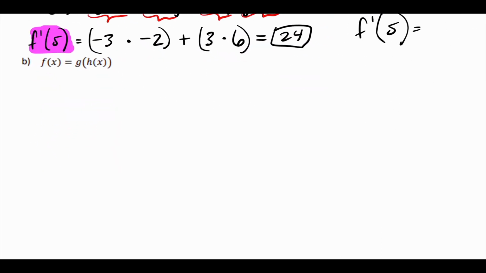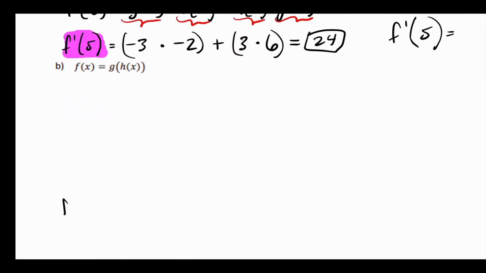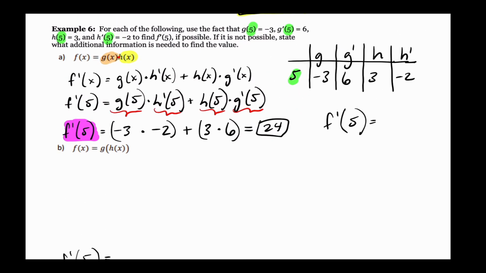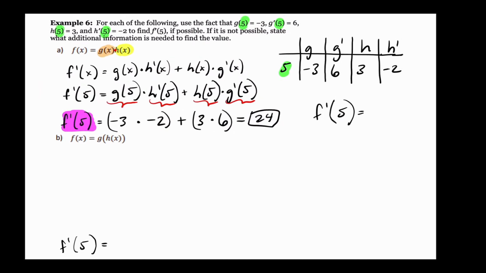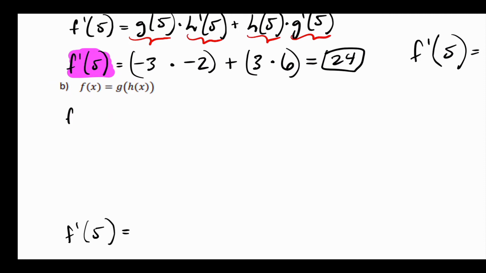B is the same question. B is exactly the same thing. They want f prime of 5. It's not going to give me the same answer because it's a different function. It's not g of x times f of x. How am I going to find the derivative of this guy? What am I going to use? Chain rule. That's the definition of the chain rule. h is inside of g. That's a chain rule problem, right?